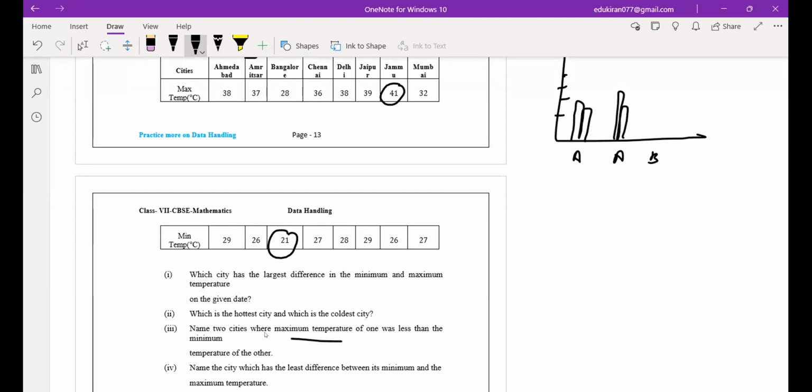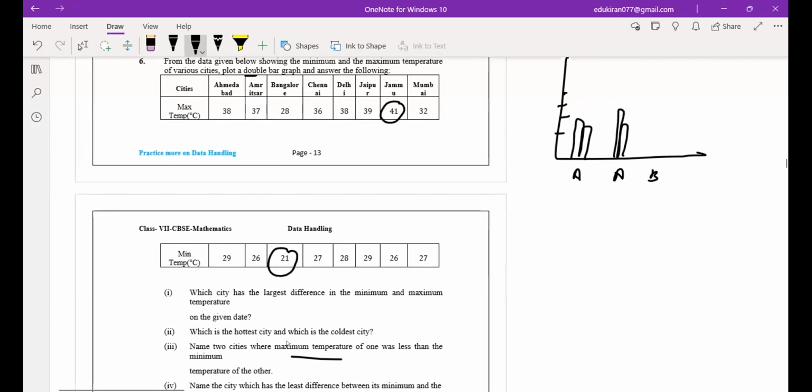Now, next. Name 2 cities where maximum temperature of one was less than the minimum temperature of other. Ma'am, I didn't understand the question. See, over here, there is no particular answer. You have to tell 2 cities where maximum temperature of one was less than the minimum of the other. So you can take any of the 2 cities and compare them, right?